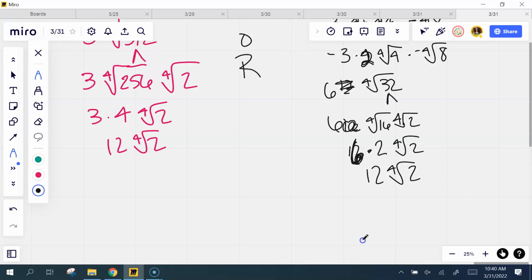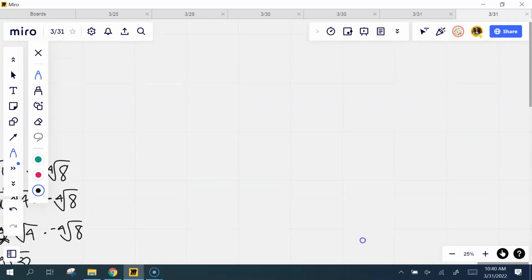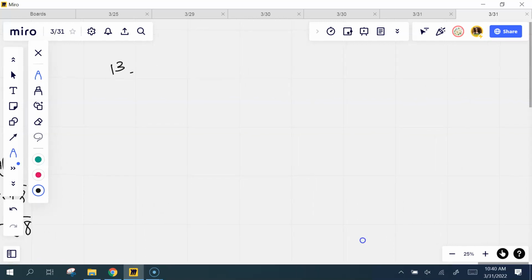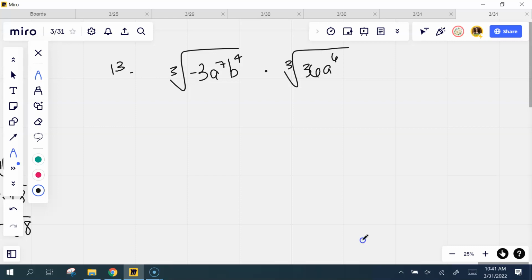Let's do one more multiplying. Make sure you got it. Let's do, what do you think, 13 or 14? 13. All right, I've got the cube root of negative 3a^7b^4 times the cube root of 36a^6b^2.